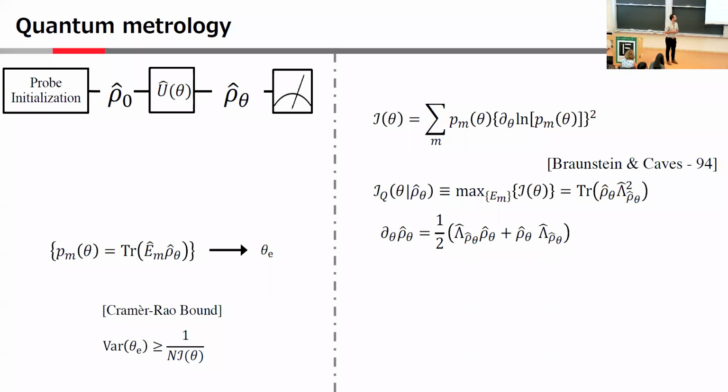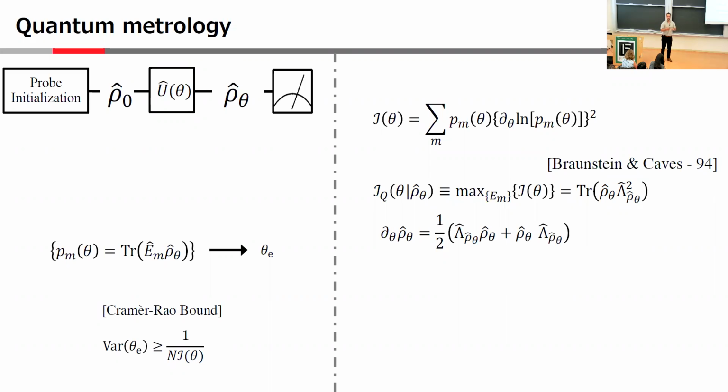A natural question to ask, which Braunstein and Caves asked in 1994, was, if you do the best measurement, how much information do you get? So what they do is they take your Fisher information quantity, and then they maximize that over all possible quantum measurements you can do. And they find the following formula. They call that the quantum Fisher information, but it's really just the Fisher information given the best measurement. That quantity is equal to the trace of your density matrix rho of theta times lambda squared. And lambda squared is something called the symmetric logarithmic derivative.